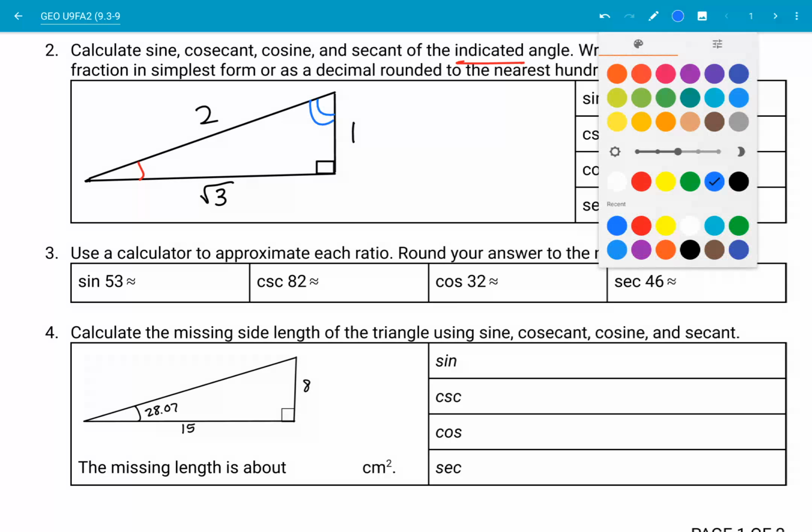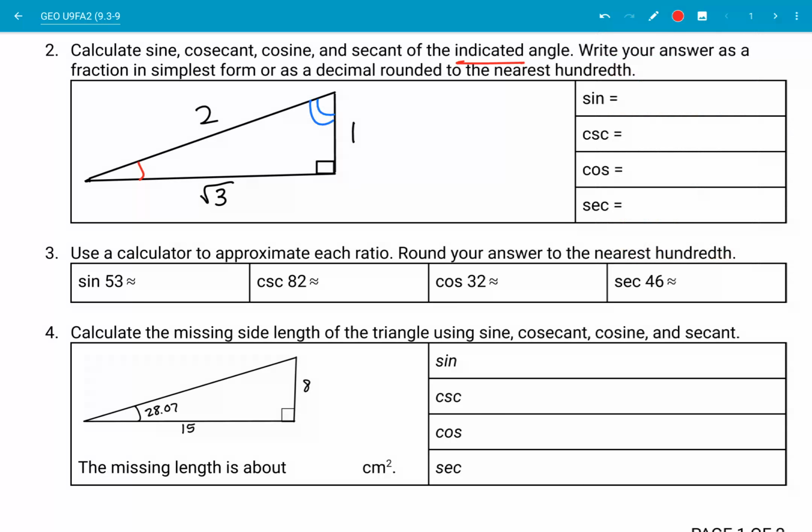Okay, so if you chose the red angle, then your sine would be opposite over hypotenuse. So this would be your opposite side. This would be your hypotenuse. So you'd have 1 over 2. And that's already a fraction in simplest form, or you would have written this as 0.5. Okay. If we did cosecant, that would just be the opposite of that. So instead of 1 over 2, we'd have 2 over 1, which would be 2.0.